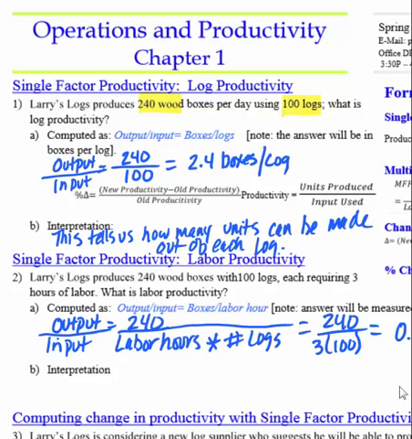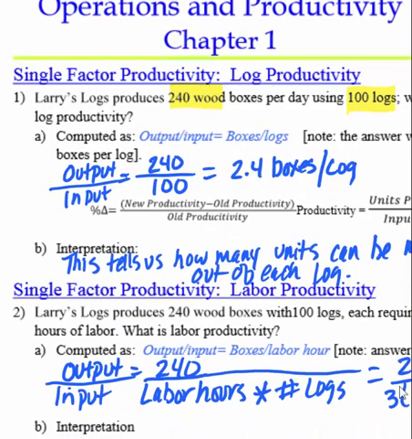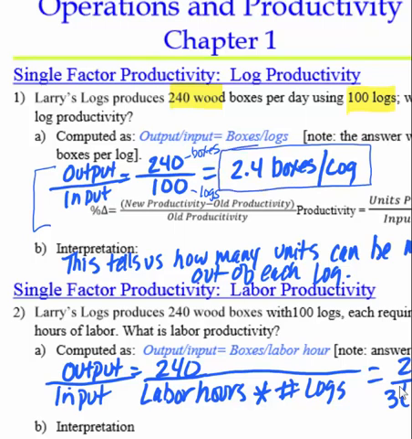We do all productivity problems the same. We take output and we divide it by input. As you can see, I've written out output divided by input. Our output is 240 boxes, divided by 100 logs. This gives us a productivity output of 2.4 boxes that can be produced for each one log. So we take the log, cut it up into pieces, and we are able to make 2.4 boxes from each log.